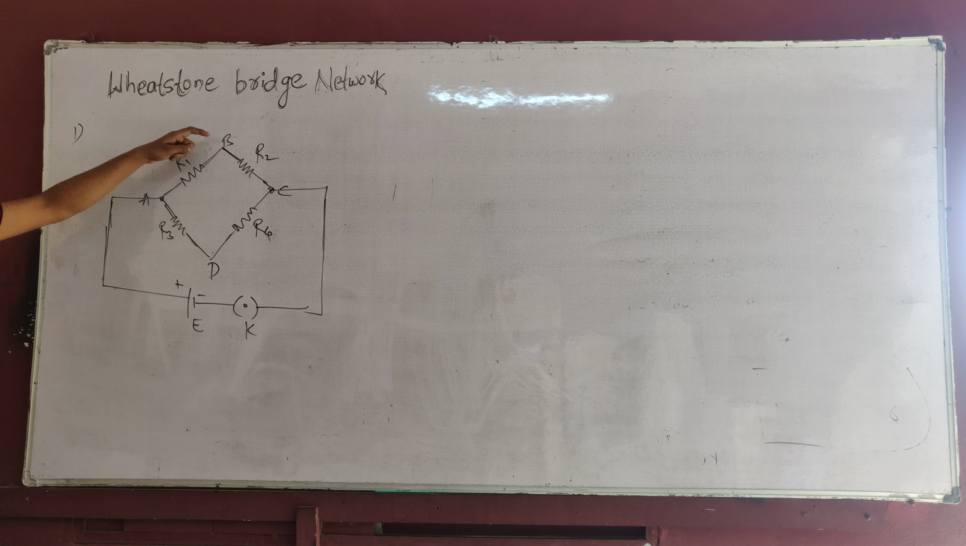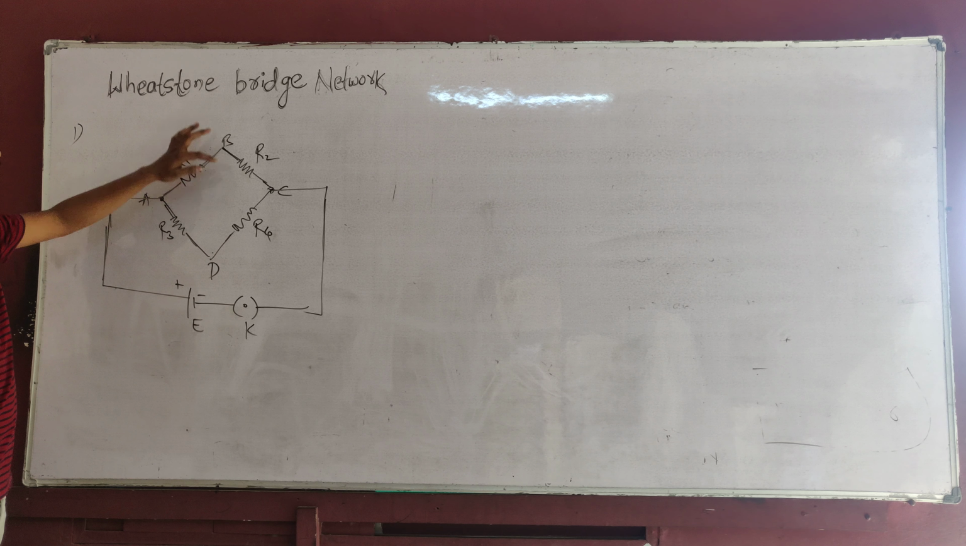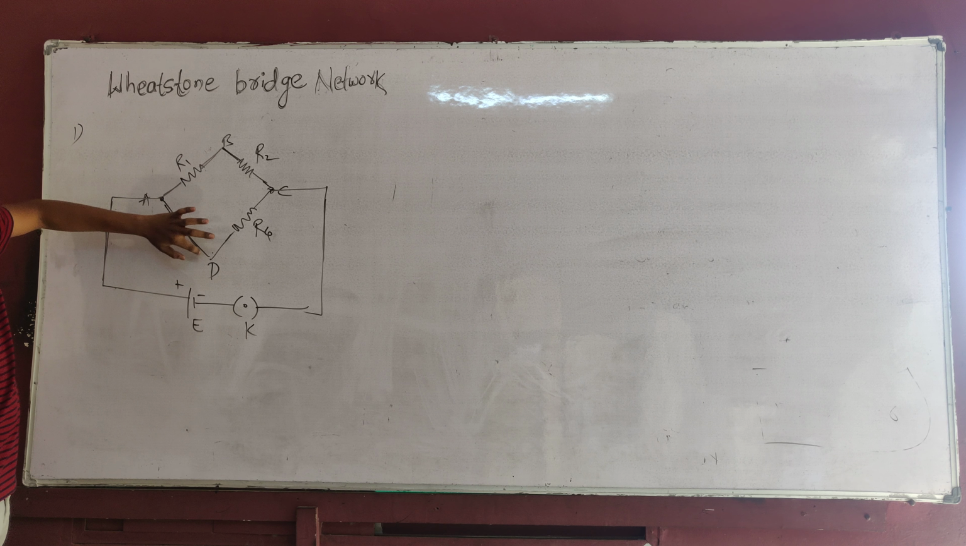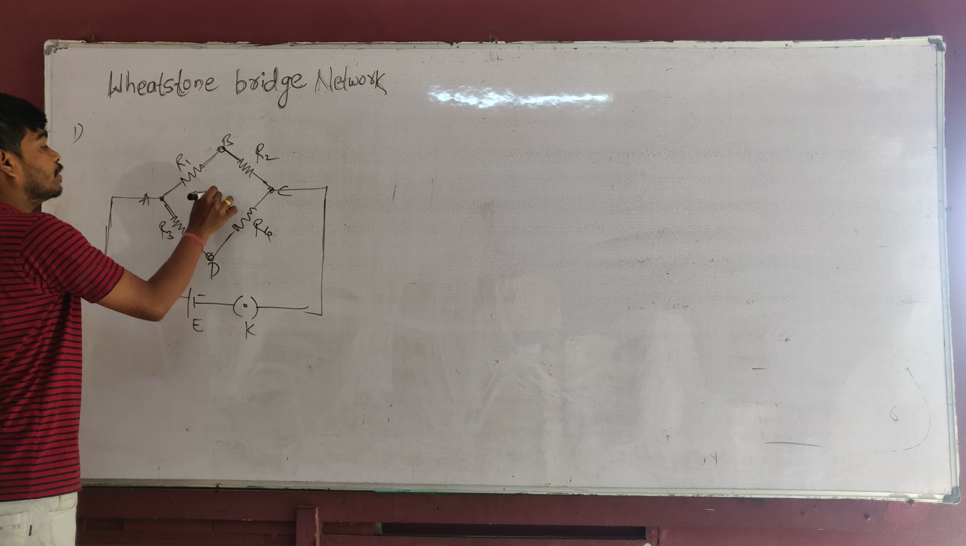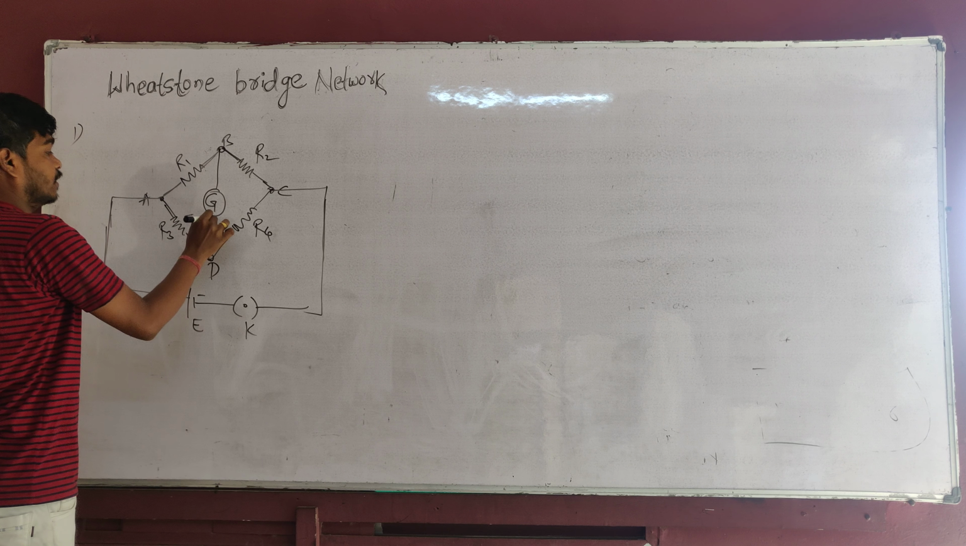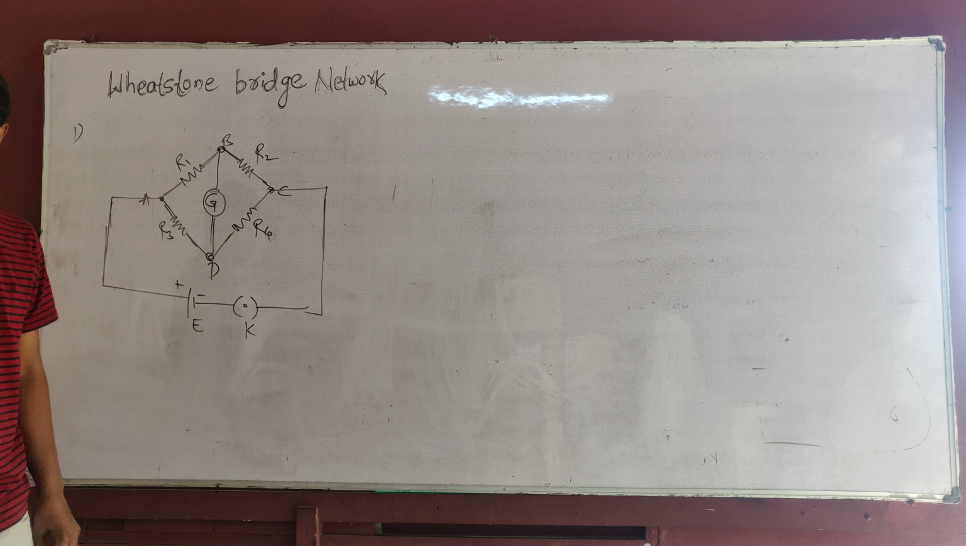Now between the point B and D, means these are the two diagonal points, there will be galvanometer G connected, whose resistance is G, which is as shown in the diagram. So this is nothing but the construction of Whiston network.